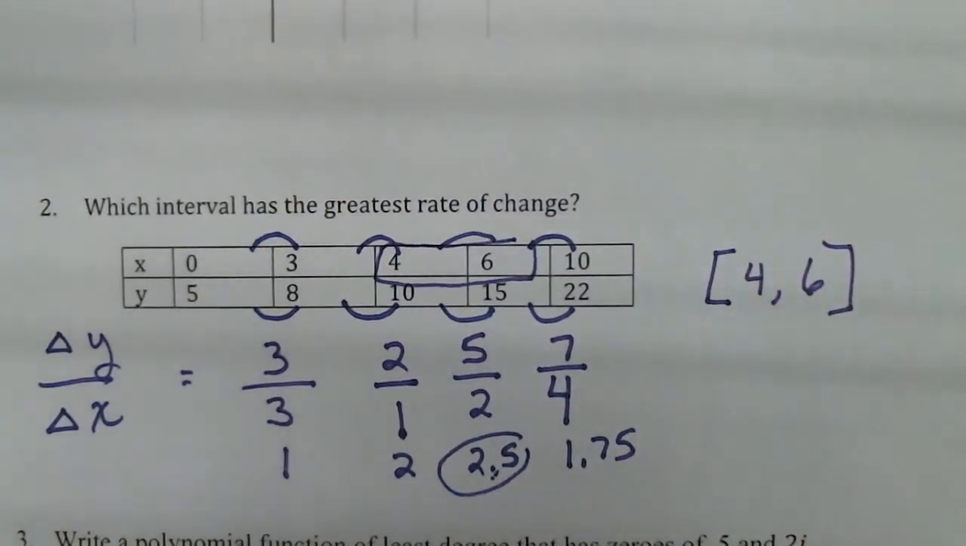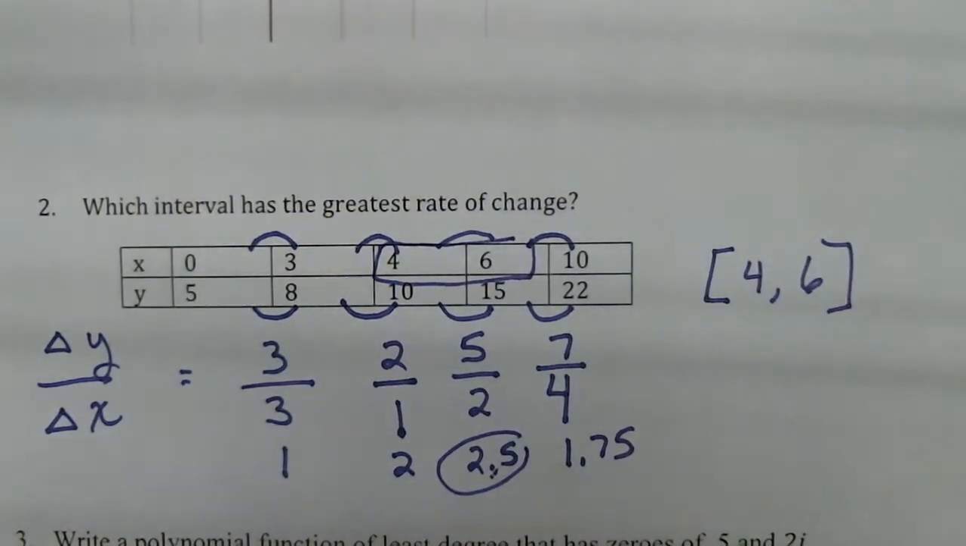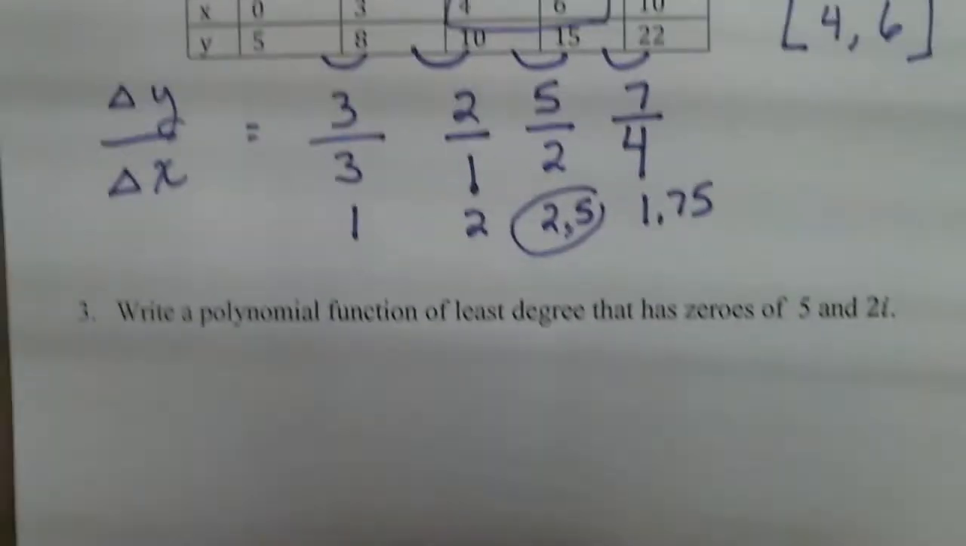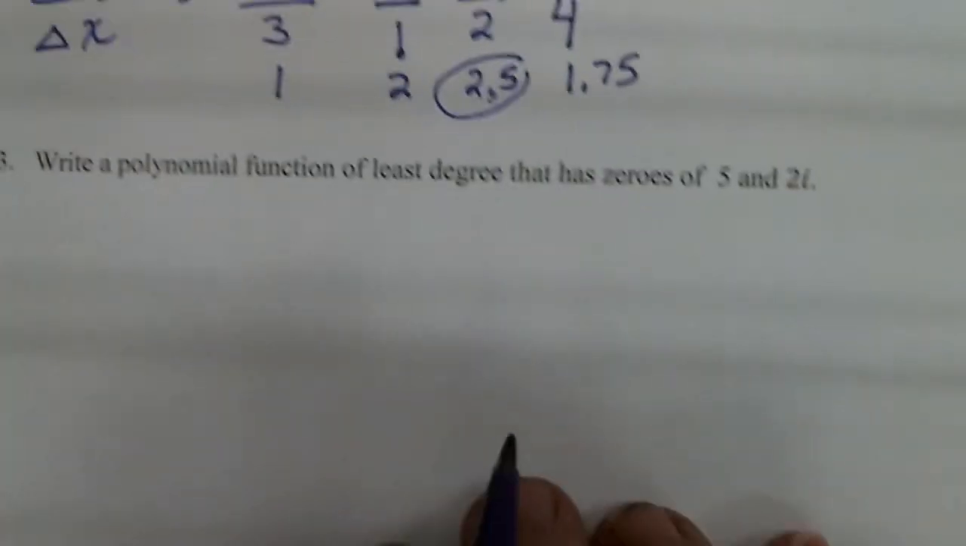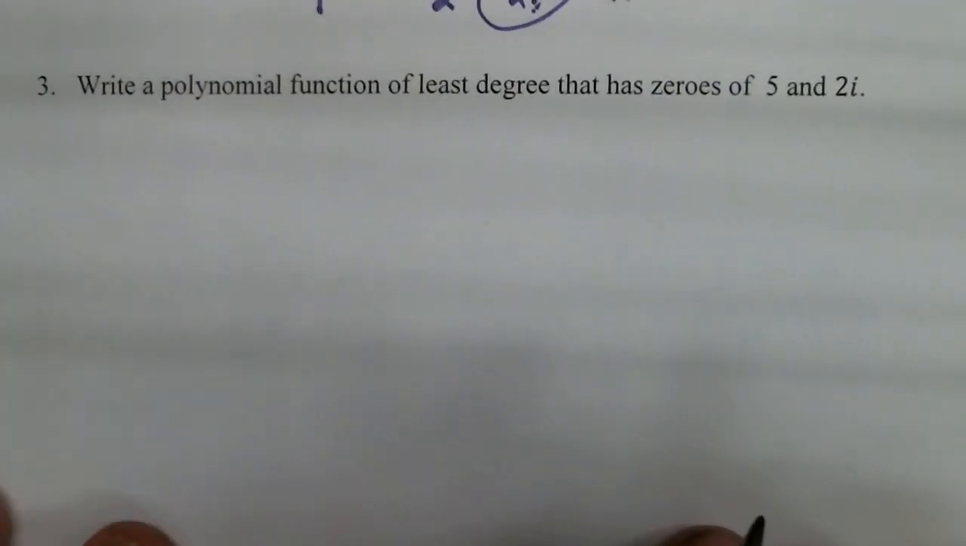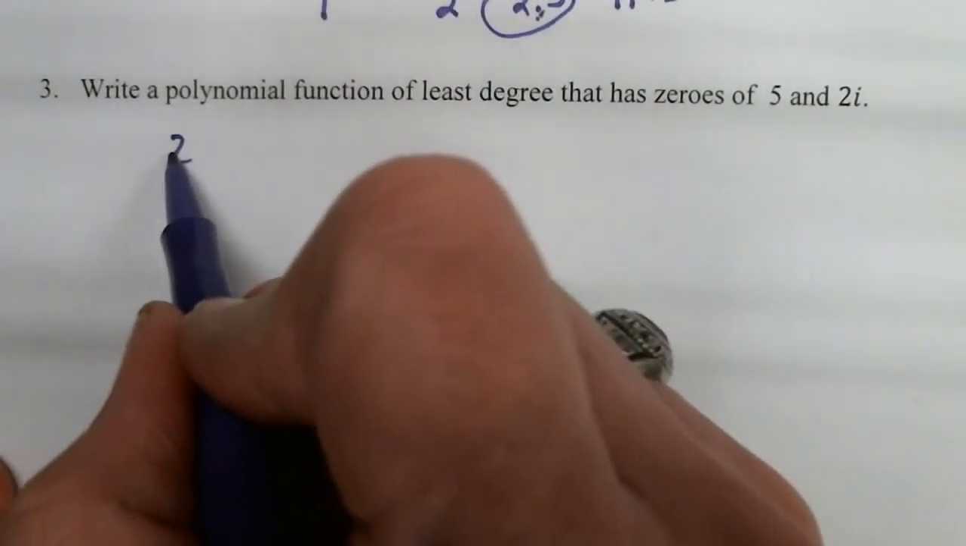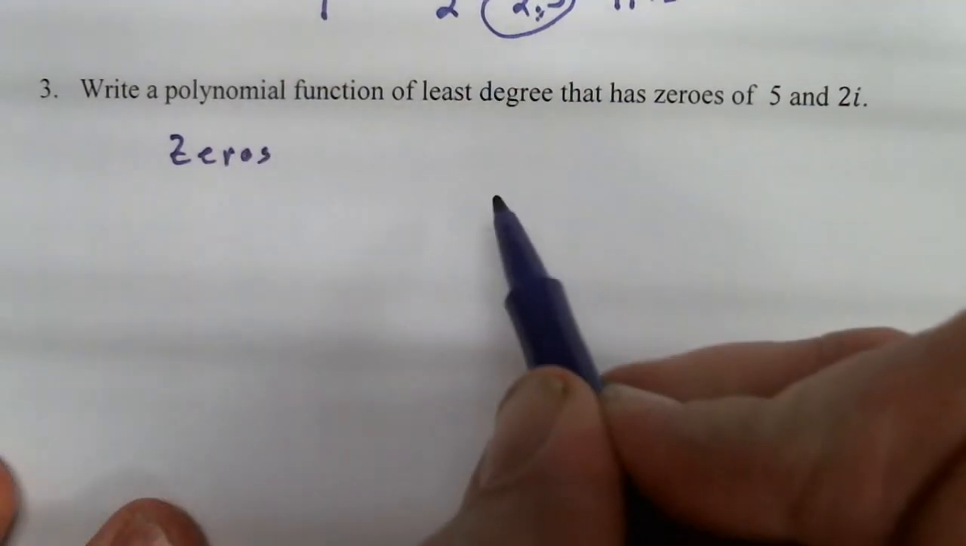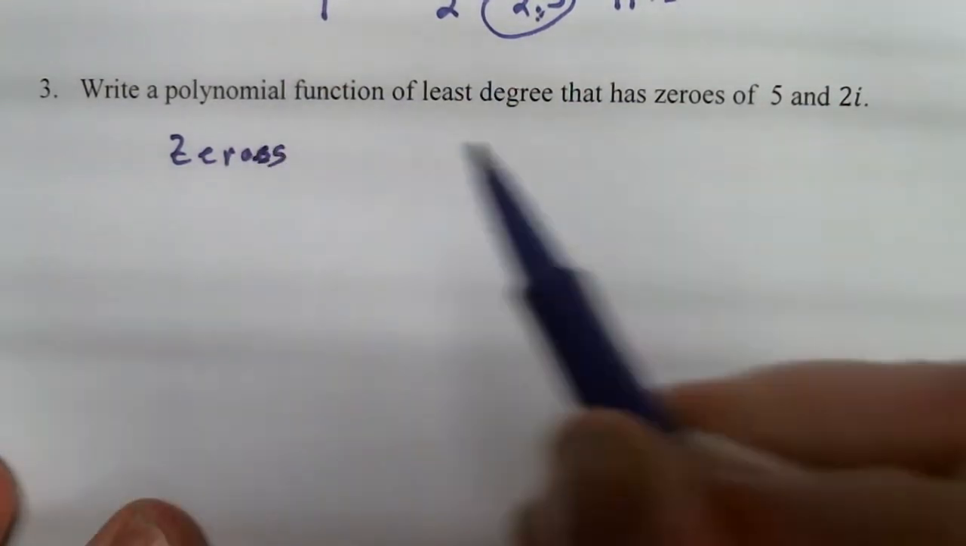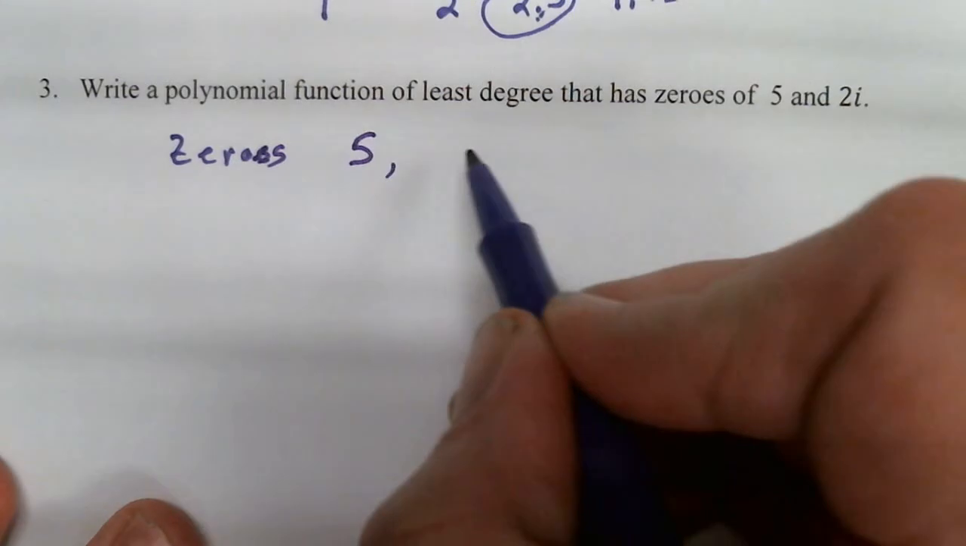Okay. That's number 2. Now number 3 is one of my favorite problems. Don't get this wrong in the recheck or I will not be happy with you. You know who you are. All right. You have zeros at 5 and 2i.